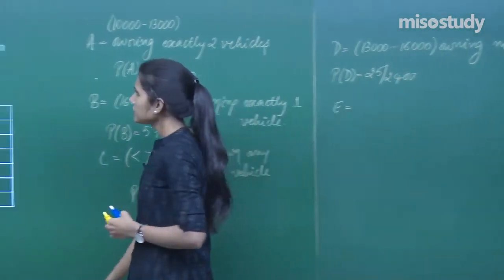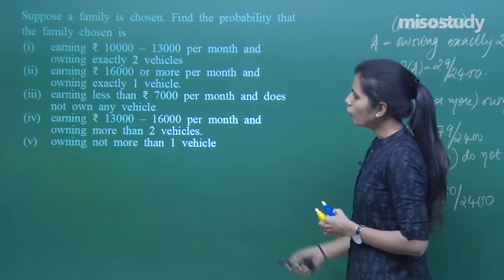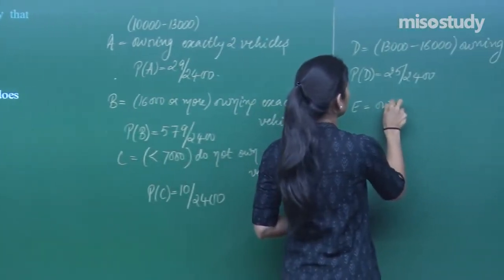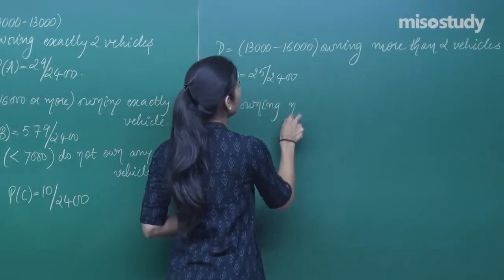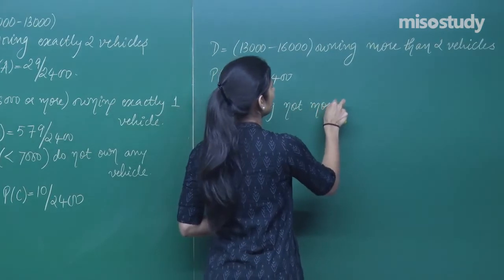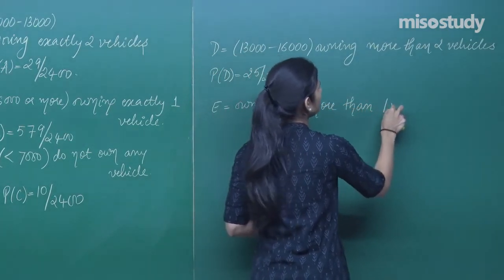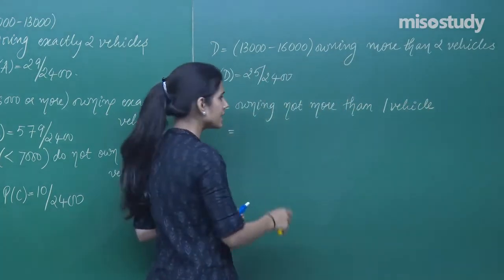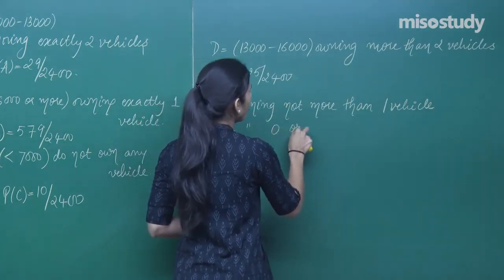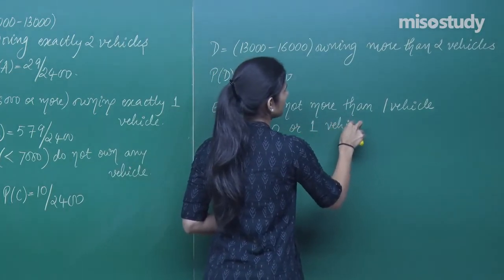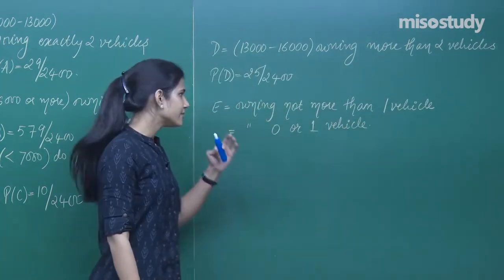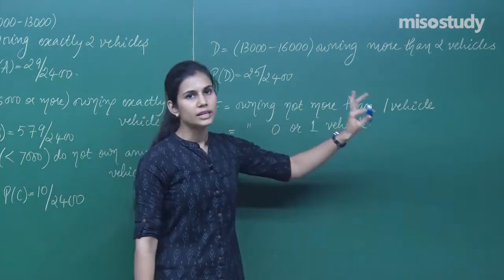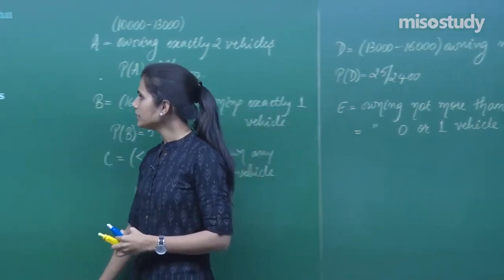I have one more event, owning not more than 1 vehicle. No range of income is given, it is just given owning not more than 1 vehicle. That means I can equivalently write this as owning 0 or 1 vehicle, but not owning 2 or more than 2. Either the families should have no vehicle or at the max they should have 1, but they should not have more than 1.